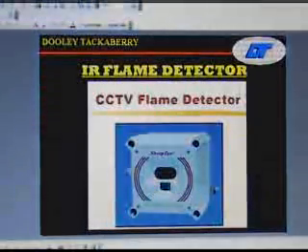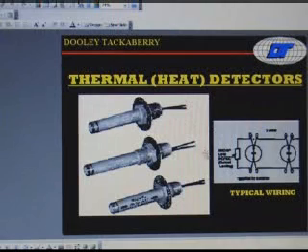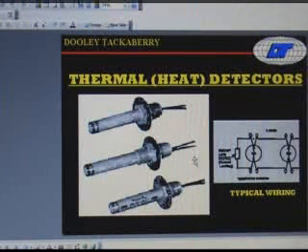This is your CCTV, the closed circuit TV flame detector we use. And this one is those heat detectors we use just for the heat generating equipment.